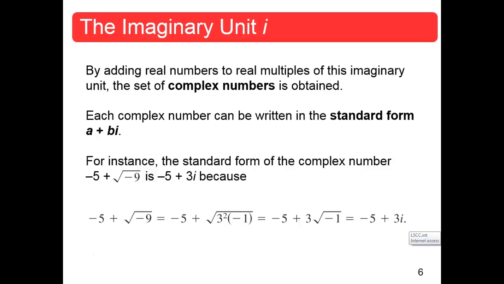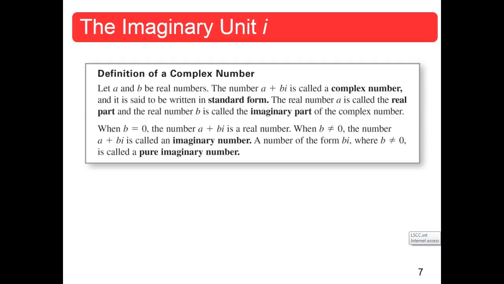-5 plus 3i. Because the square root of -9 is the square root of 3 squared times the -1. I don't like the way they write this, but then you can pull out the square root, the 3, and have -5 plus 3 times the square root of -1. Square root of -1 is i. That's a long way to do it, but you can do it that way. Okay? Make sense?